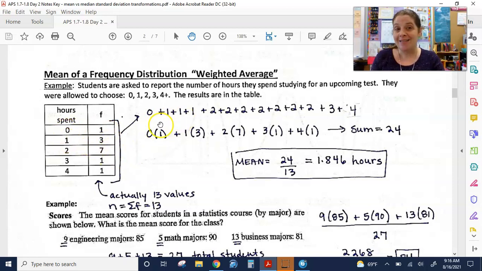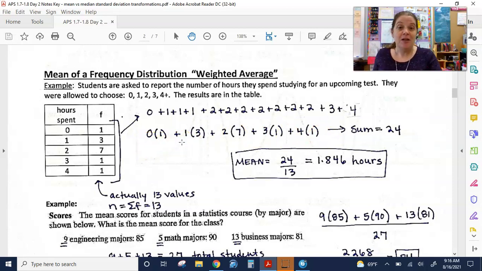So if I was to actually add these up and divide by how many, it's 0 plus 1 plus 1 plus 1, because there were 3 ones, plus 2 plus 2 plus 2 plus 2 plus 2, etc. 7 of those, 1, 3, and 1, 4. So what we really have are 0 times 1, there was 1 of those, and 3 1s, and 7 2s, and 1 3, and 1 4. So you can see how it's the hours spent times that frequency.